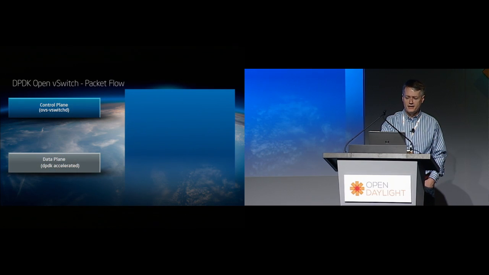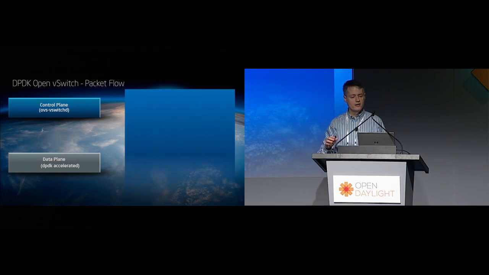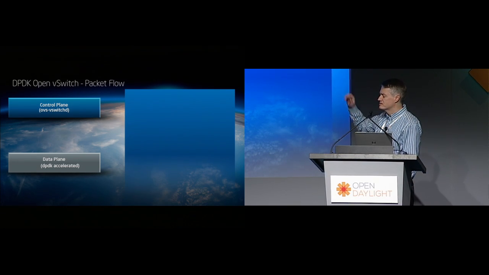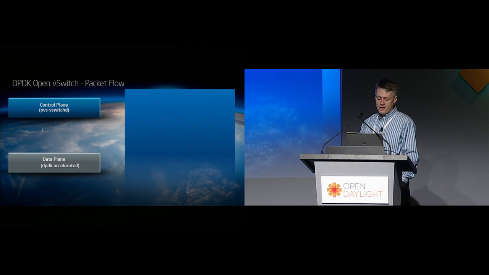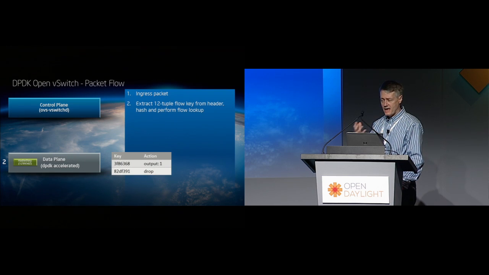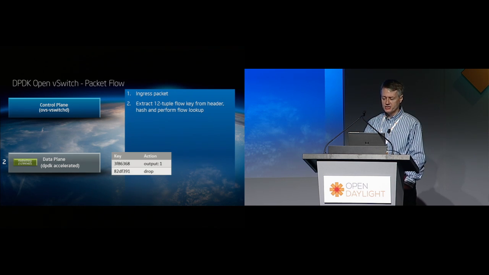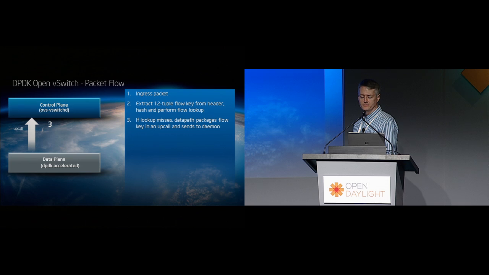But before we do that, why don't we first go through a day in the life of a packet. We've got our control plane, the vSwitch daemon, and our accelerated DPDK data plane. A packet comes in, and the first thing that happens is we do the hash and look for the flow entry. And we go, oh, we don't have this flow. We've got the hash key, it doesn't match anything we have, therefore we need to kick it up to the OVS daemon.